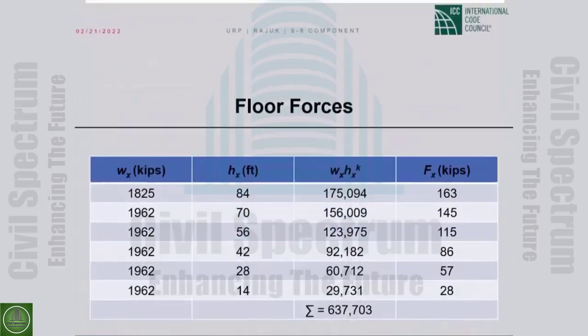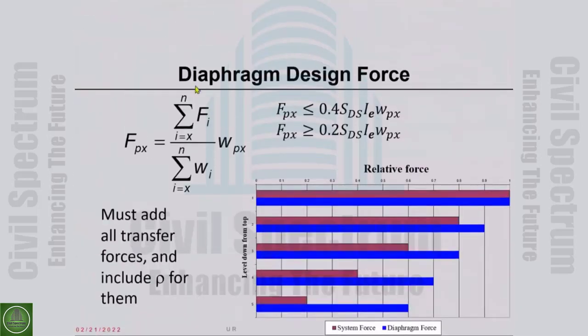I should have mentioned and didn't somehow that this force F sub px has an upper bound on it beyond which you need not go. If you go above, no penalty, but you need not. And the upper bound is 40% S sub ds, the short period design spectral acceleration, importance factor, and again weight tributary to diaphragm at level X.